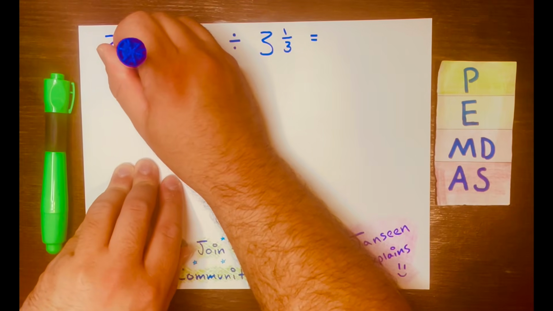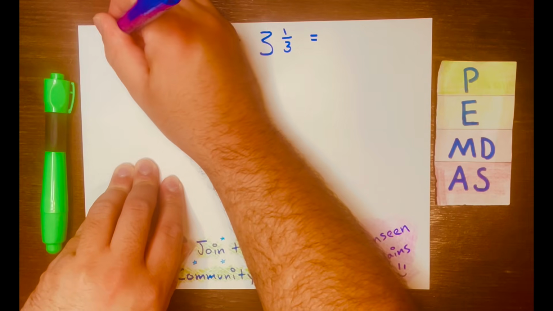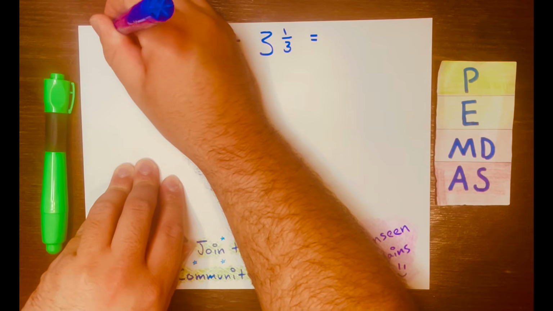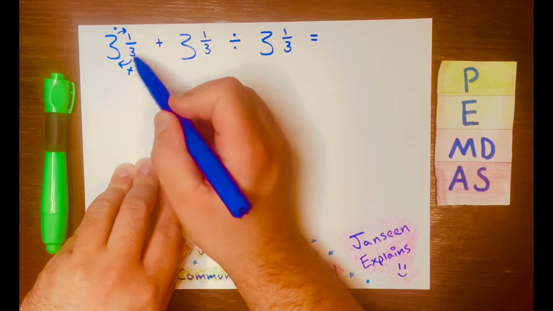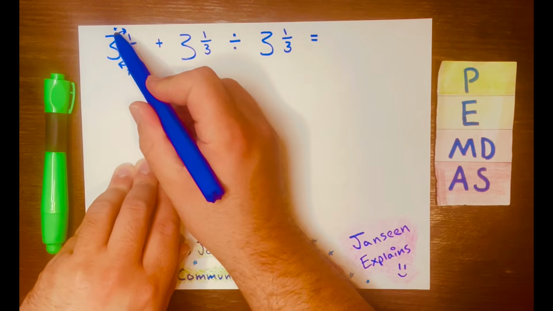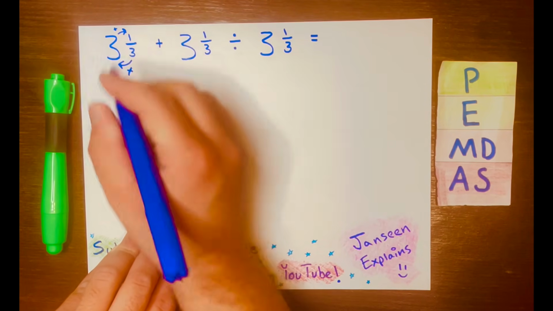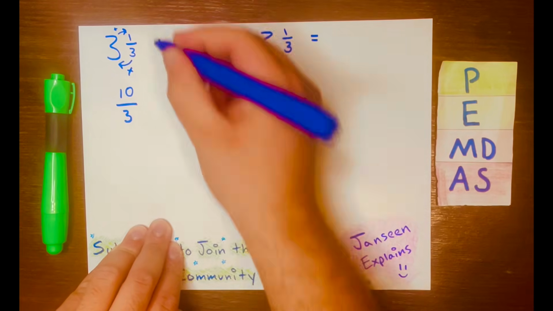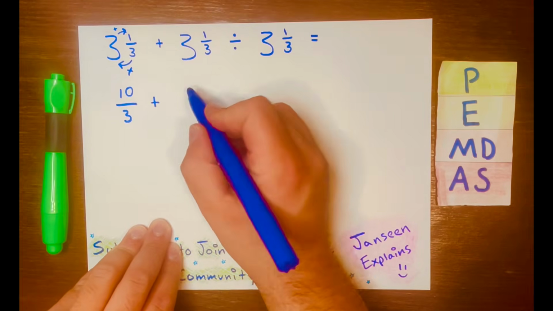So the first thing you do is you multiply 3 times 3, and then you add, right? So let's go ahead and do that. So 3 times 3 is 9 plus 1 is 10. So I'll write 10 over 3. And then let's do the same for the others. They're all going to be 10 over 3.